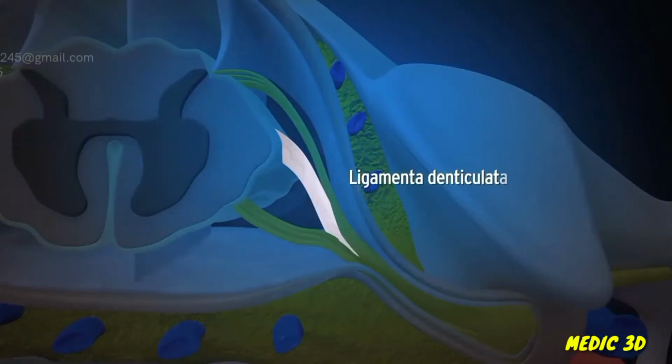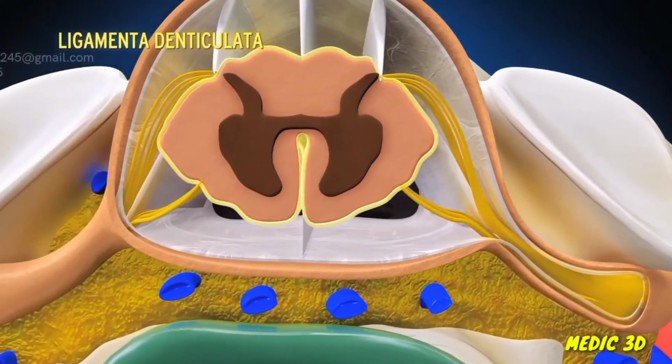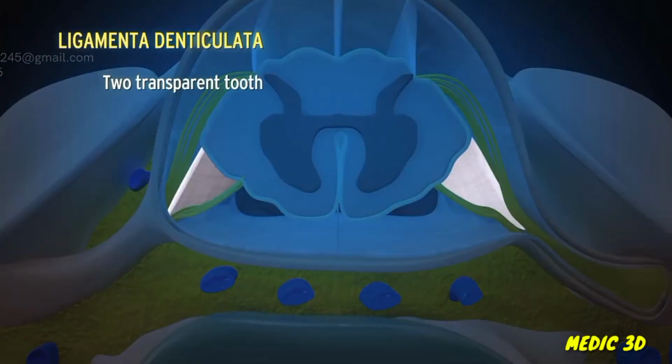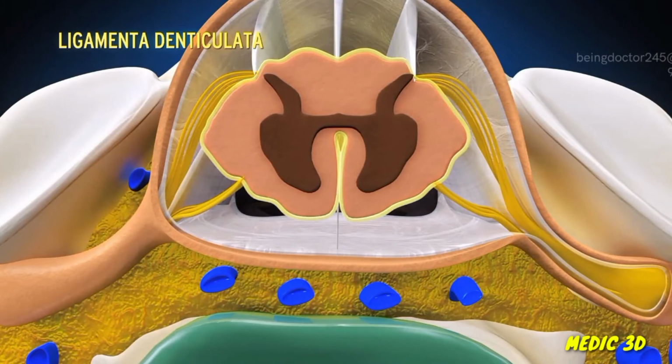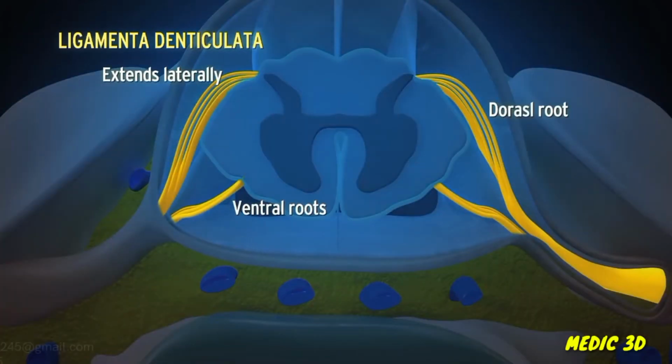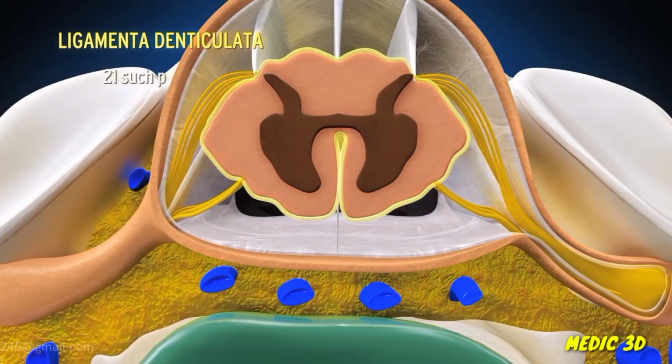Ligamenta denticulata. These are two transparent tooth-like thickened bands of pia mater. These are present one on each side and extend laterally from the pia mater covering the spinal cord between the dorsal and the ventral roots. There are 21 such processes on each side which pierce the arachnoid mater and are attached to the inner surface of the dura mater between the emergence of the spinal nerves. It anchors the spinal cord in the subarachnoid space.